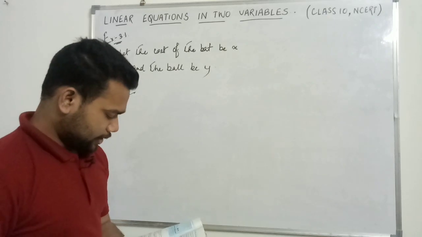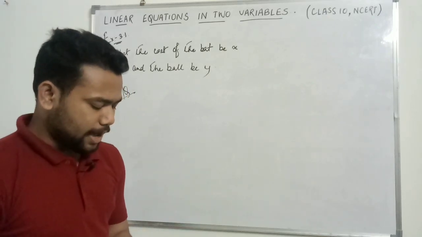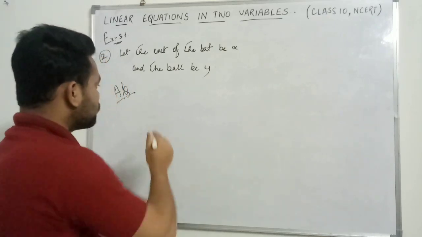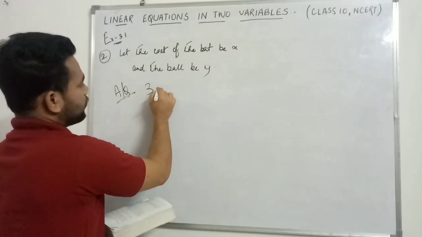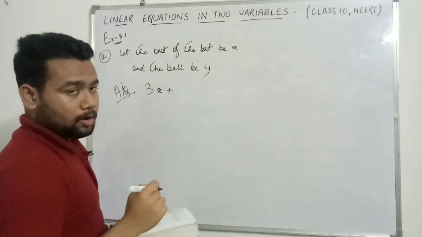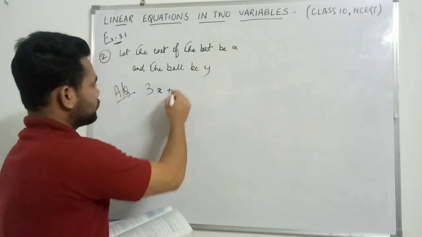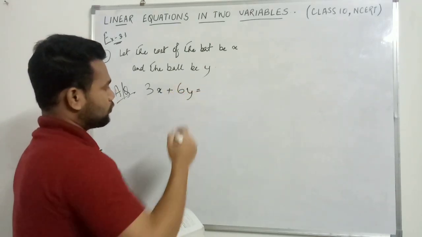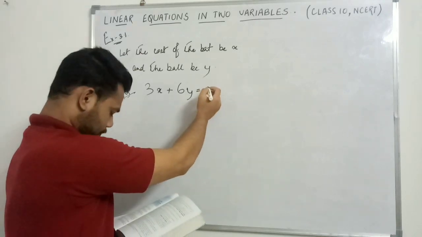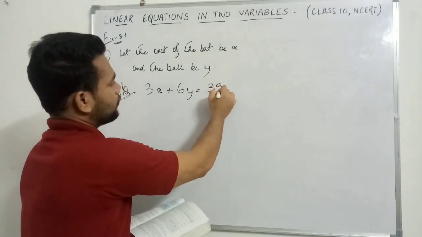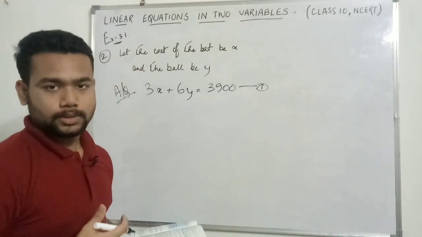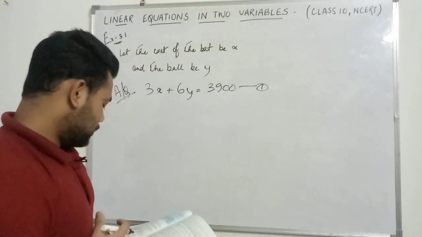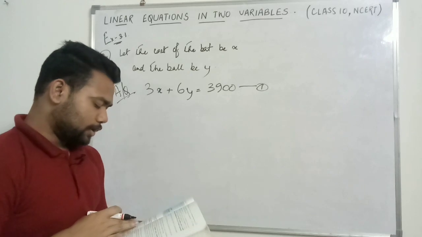According to the question, it has been given 3 bats and 6 balls. Got it? So she buys 3 bats, which means 3x, then 6 balls, so it will be 6y. So the total cost is 3900. This is your first required equation. So easy, right? So let's go for the second part.